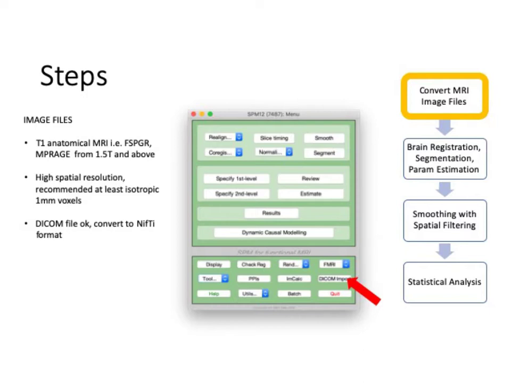For the first step, go to the green window and click on this button, which will automatically perform the conversion for you. This software accepts both T1 and T2 anatomical MRI images from a variety of MRI sequences such as FSPGR and MPRAGE, and can accept images from both 1.5T and 3T scanners. It is highly recommended that your MRI images have isotropic resolution with at least 1 millimeter voxel size in each dimension.